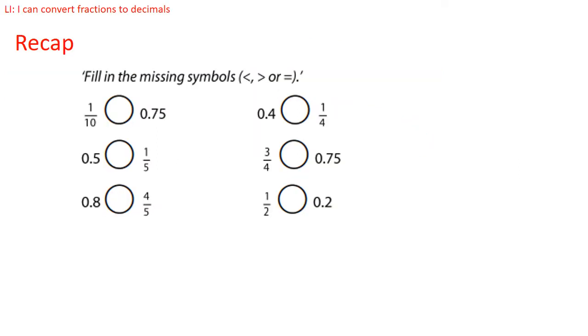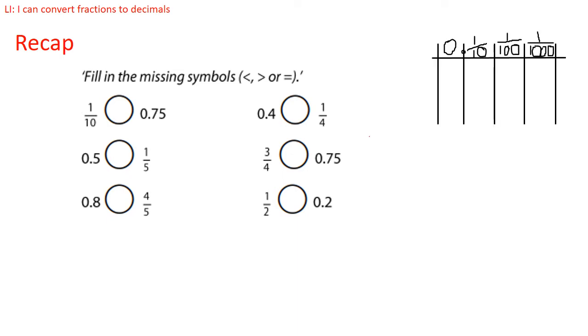Here's a little recap exercise for you. So what I want you to think about is which one is larger than, smaller than, or equal to. A place value grid will also help you here. So let's do the first one together. We are saying that 1/10, is it equal to, larger or smaller than 0.75.